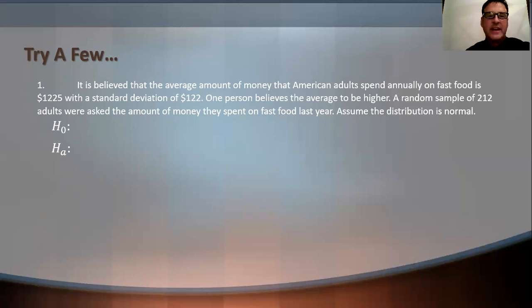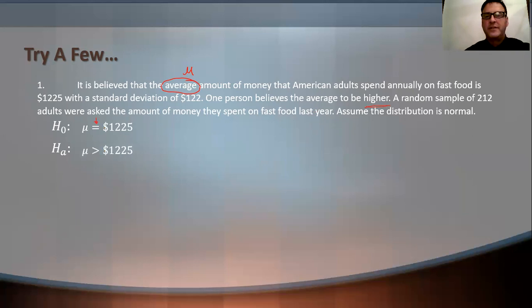All right, it is said and believed that the average amount of money that Americans spend on fast food annually is $1,225 with a standard deviation of 122. So again, dealing with averages means I'm going to work with mu. One person believes that the average is higher. So that tells me about the inequality that I will use for my Ha. And so if I write my null, I know I'm going to use the mu. It's equal to 1,225. Again, always an equal to sign on the top, at least for this class.